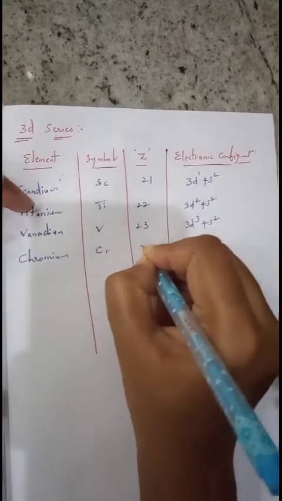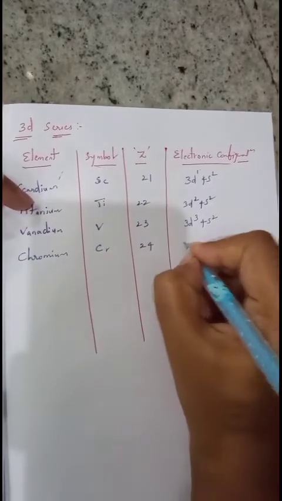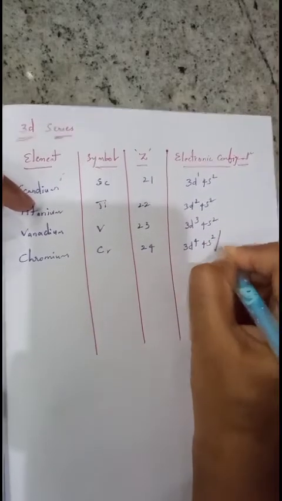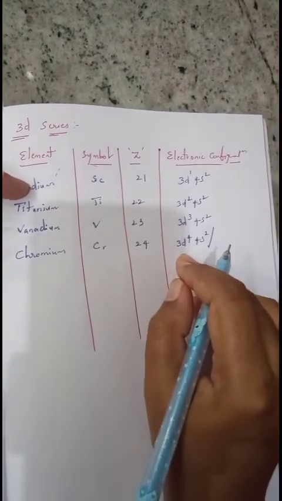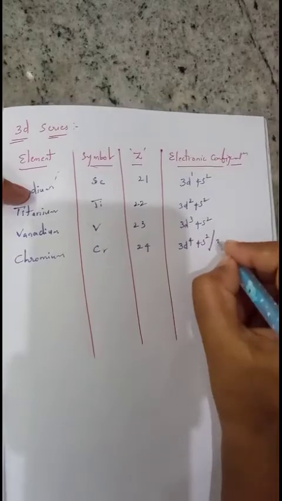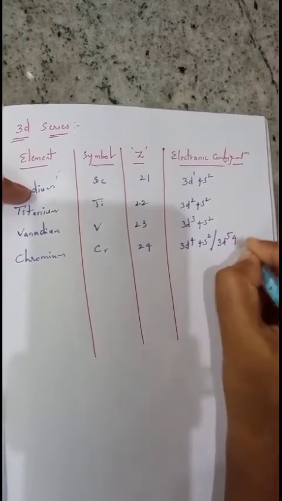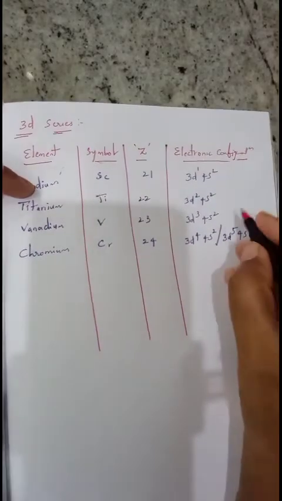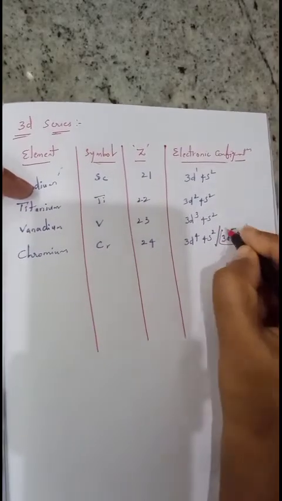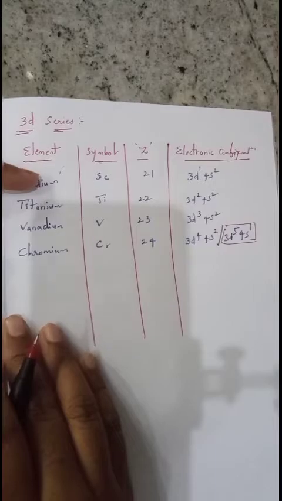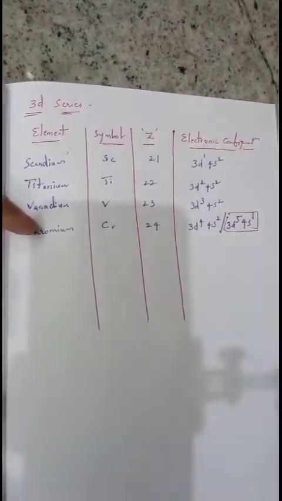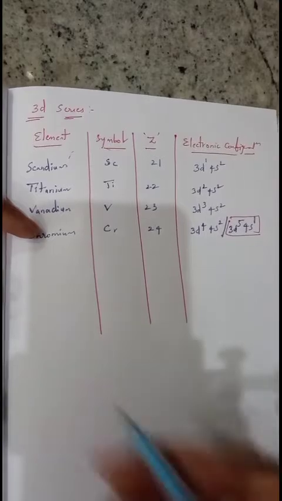Symbol is Cr, atomic number 24 and outermost configuration 3d4 4s2, but it does not show such a configuration. Instead, it shows 3d5 4s1 to attain more stability. This is very important: whenever the d orbital is half filled or completely filled, such an element is highly stable. So chromium does not show the first configuration, it shows this kind of electronic configuration.